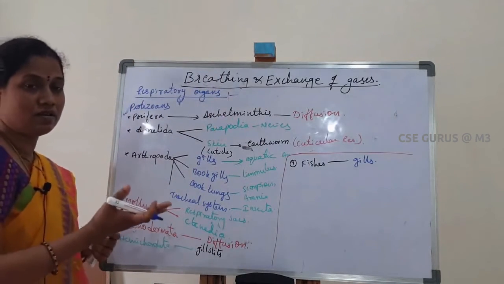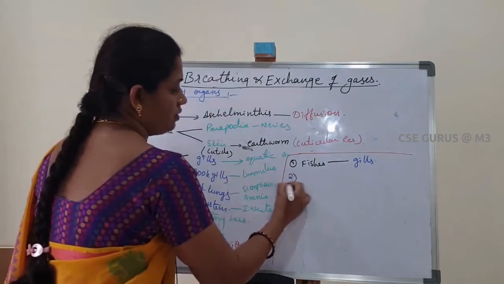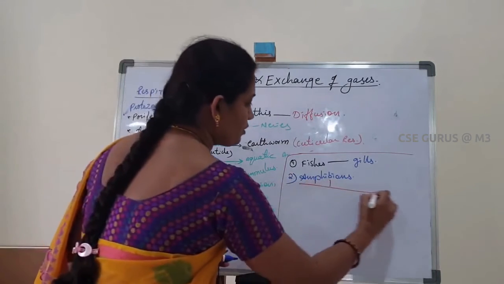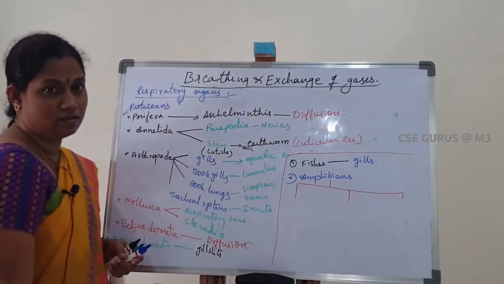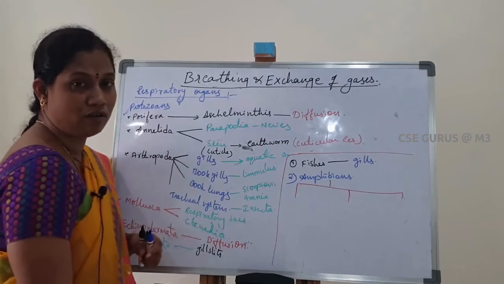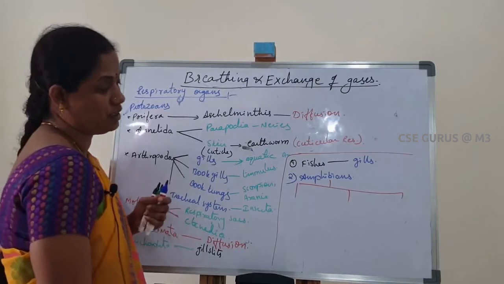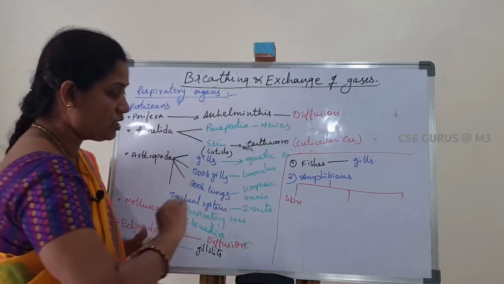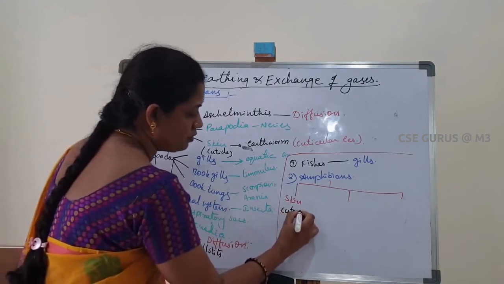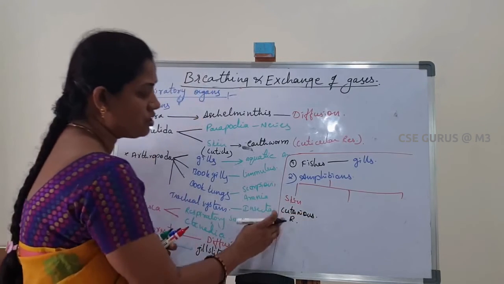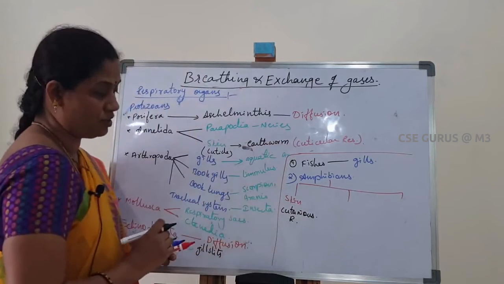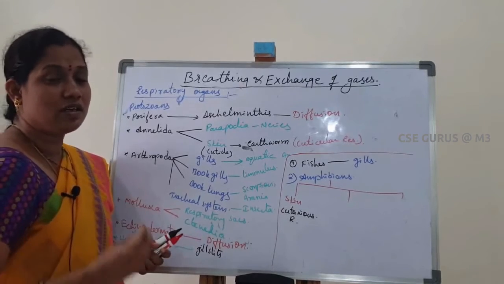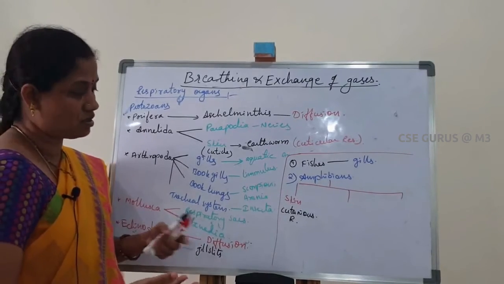With the help of gills, the exchange process takes place. Next, amphibians. In amphibians, three types of respiratory organs are present. For example, in the frog, three types of respiration take place. First of all, through the skin, that is called cutaneous respiration. Cutaneous respiration also takes place in the earthworm. In amphibians also, the gas exchange takes place through the skin.